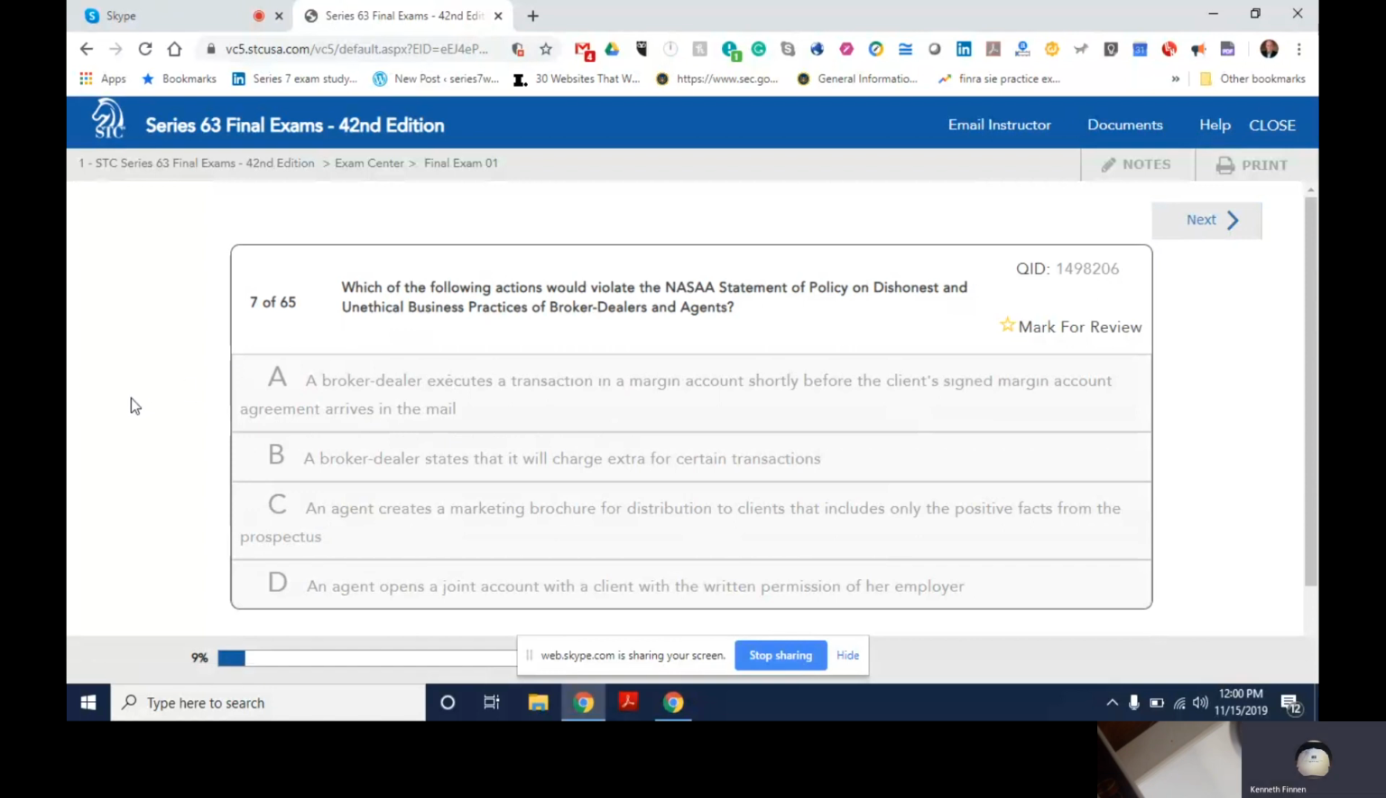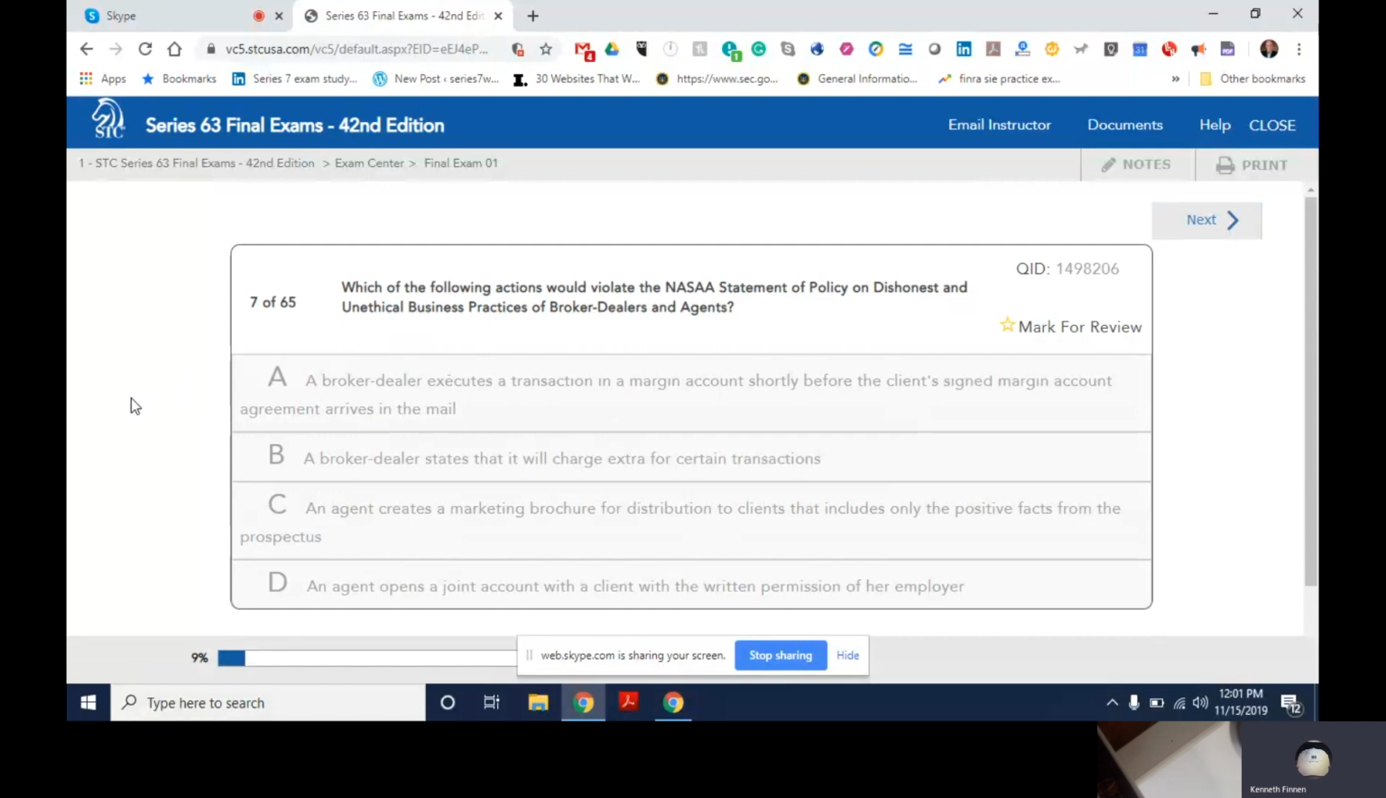Which of the following actions would violate the NASAA statement of policy on dishonest and unethical business practices of broker-dealers? So let's go. A broker-dealer executes a transaction in a margin account shortly before the client signs a margin account agreement that is in the mail. I'm going to come back on that one, because technically you can start as long as the agreement's in the mail and they're sending it. A broker-dealer will state that it'll charge extra for certain transactions. That's fine, as long as you let them know that you're charging.